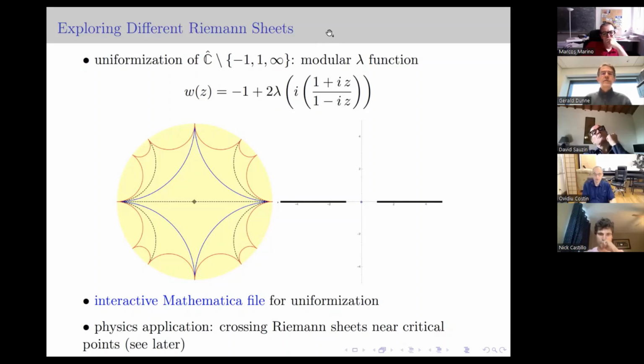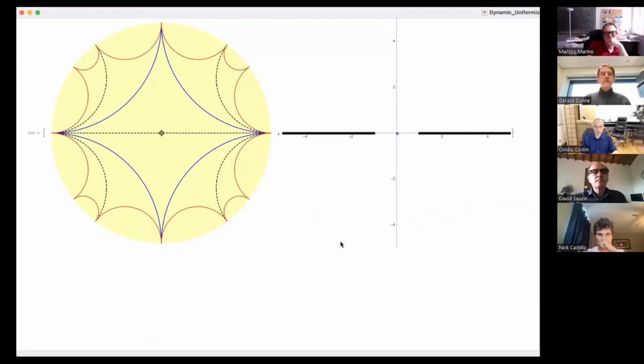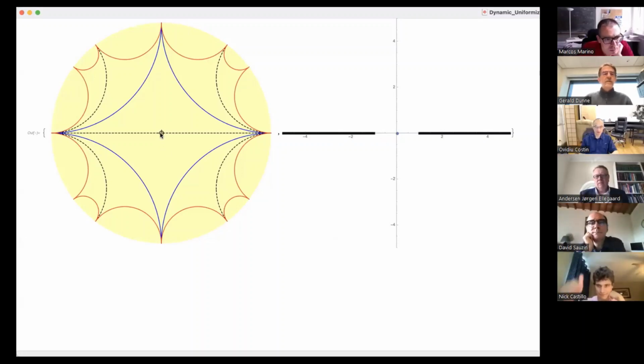So I'm going to switch, hopefully, just bear with me, to a Mathematica file and show you how this works. I hope I can do this. Okay, do you see that, somebody? Do you see a Mathematica file?